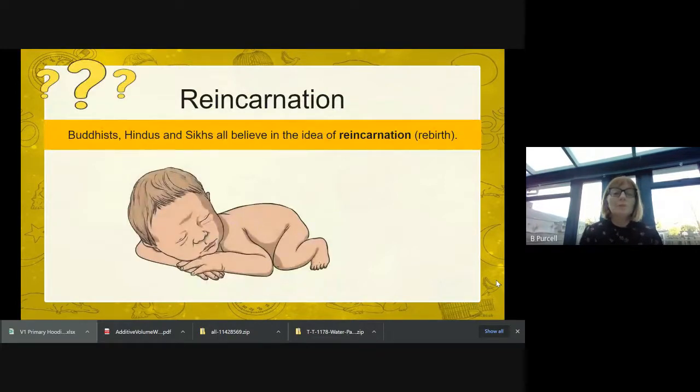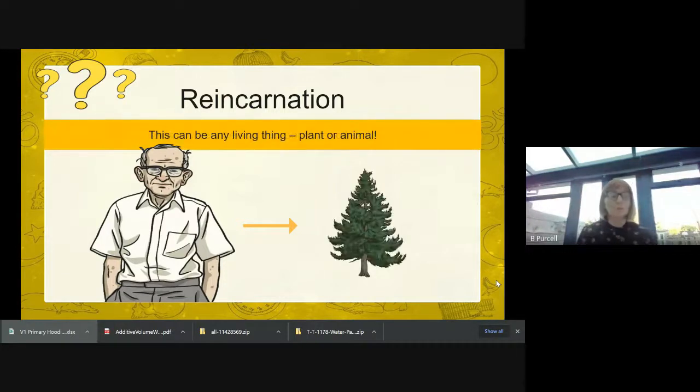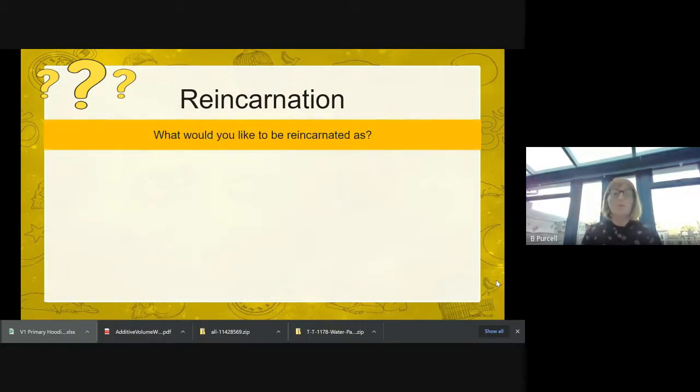So Buddhists, Hindus, and Sikhs all believe in the idea of reincarnation, of this rebirth. They believe that reincarnation is when the soul is reborn into another living body, plant or animal. And if you live not a very good life, your reincarnated self will not necessarily be a human or a good thing. So what would you like to be reincarnated as?